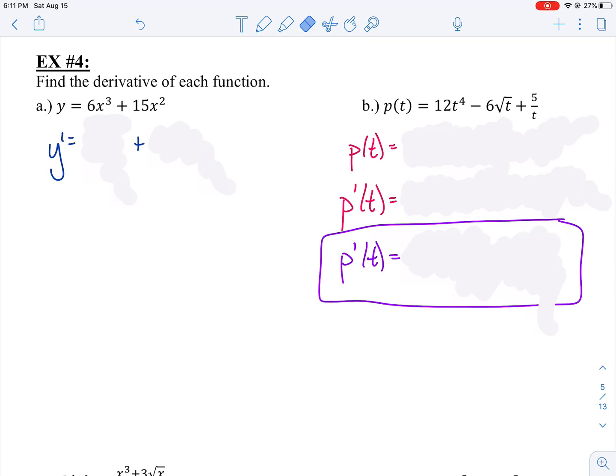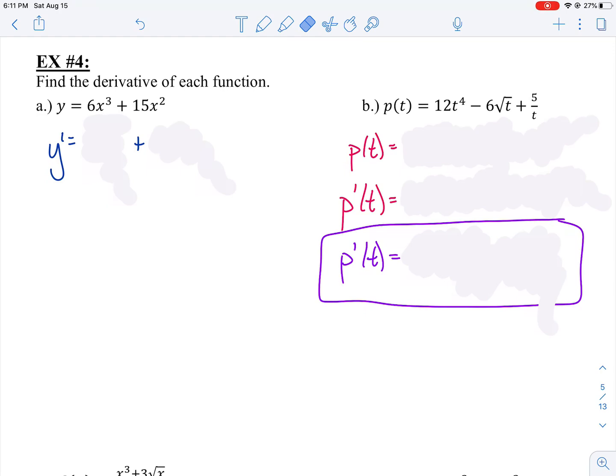We have constant rule, power rule, we have that coefficient rule if we have a number in the front, and then we have the rule where if we have a whole bunch of different terms added or subtracted, we should be able to still take the derivative by just simply taking the derivative of each term separately. Let's apply those rules now.